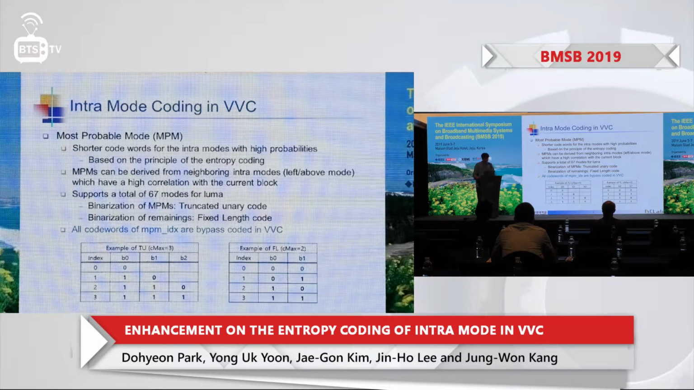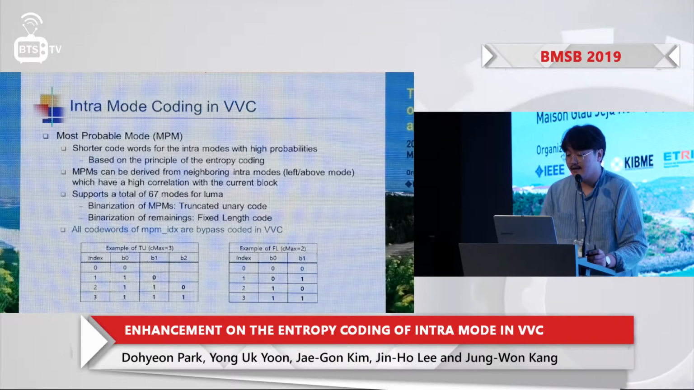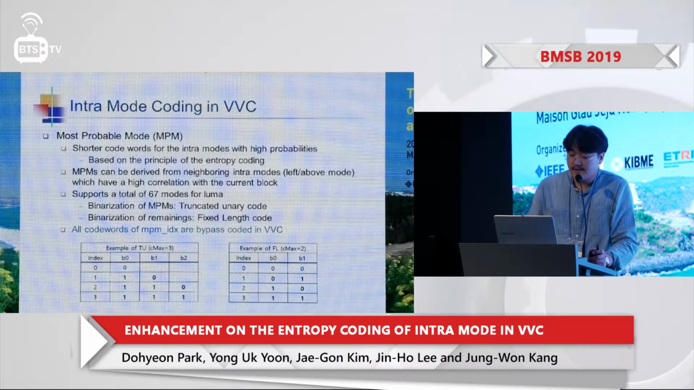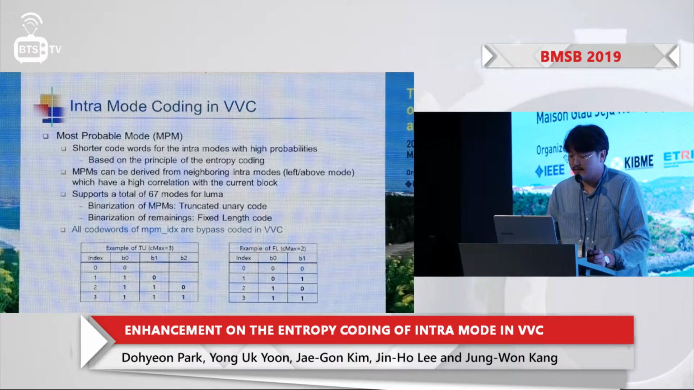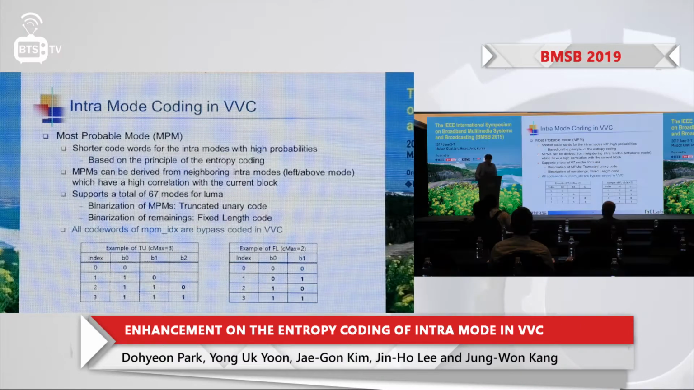Many video codecs have conventionally adopted the most probable mode, MPM, to encode the selected intra mode efficiently. VVC also adopts the MPM method. MPMs are distinct modes from the general intra modes. They are selected by utilizing the correlation between neighboring intra modes. In other words, MPMs can be derived from neighboring intra modes.